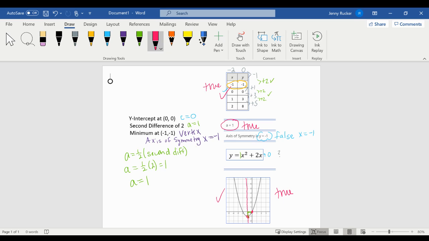So the table is true, a equals 1 is true, the axis of symmetry is false, we're still not sure about that equation, and our graph is true. To figure out if this equation is accurate, we could graph it in Desmos to see if it matched the graph. We could also insert our table into Desmos and run the regression, and we will find that that is our equation.